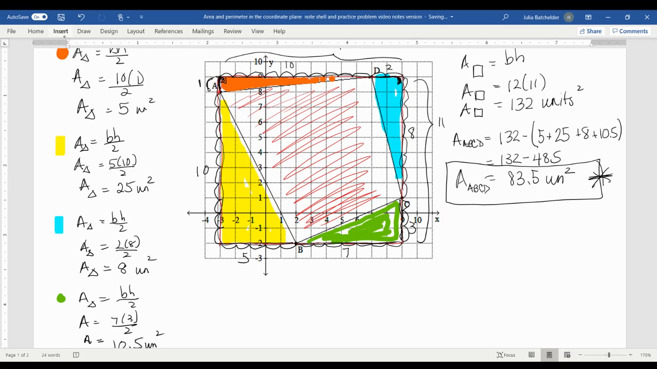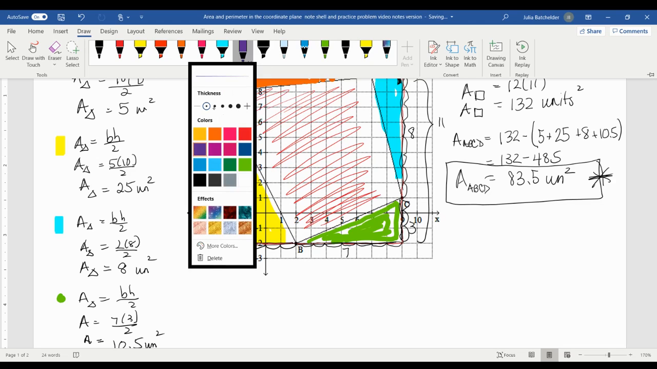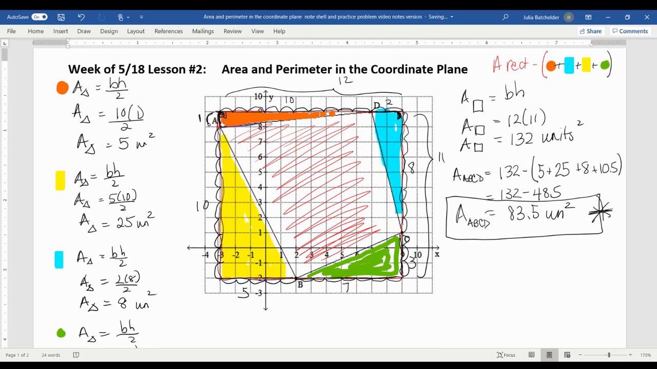So to get the perimeter of ABCD, what color haven't I used yet? That one fades. That one does something different. I guess we can use this purple. Let's make it a little bit thicker. All right, to find the perimeter, I need to add all of these edges.